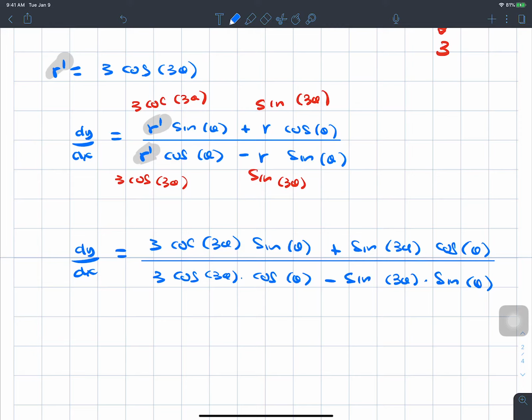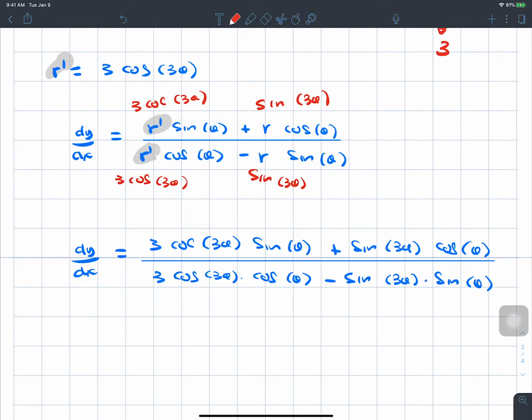Yeah, double checking my notes. 3 cosine 3 theta sine theta. Yeah. Plus sine 3 theta cosine theta. 3 cosine 3 theta cosine theta minus sine 3 theta sine theta. Okay, now let's remember what theta is.